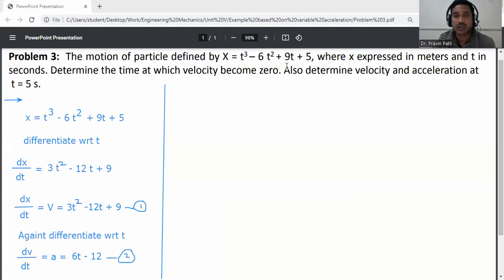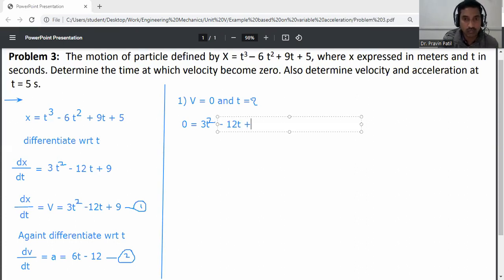So now, the first question: determine the time at which velocity becomes 0. This means we put v is equal to 0 in equation number 1. From equation one, 0 is equal to 3t square minus 12t plus 9.